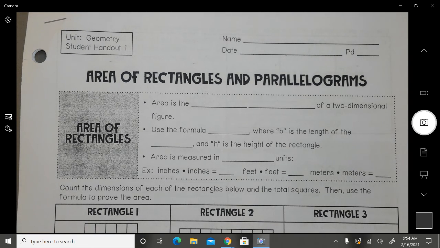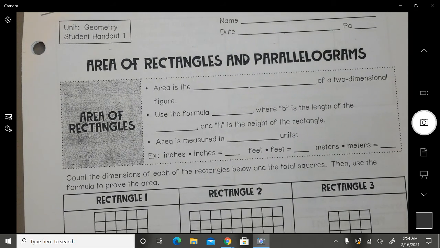So today we're going to talk about area of rectangles and parallelograms. And that's what you're going to see in your packet here. You've talked about area of rectangles before. We talked about it in our USA test prep before. How do I find area of a rectangle? Length times width.